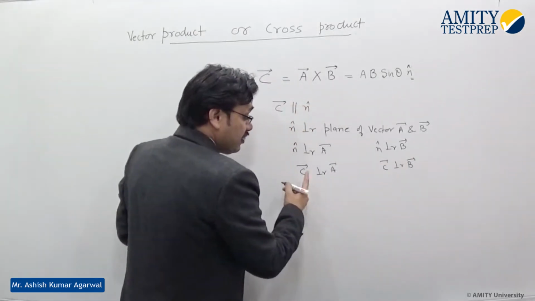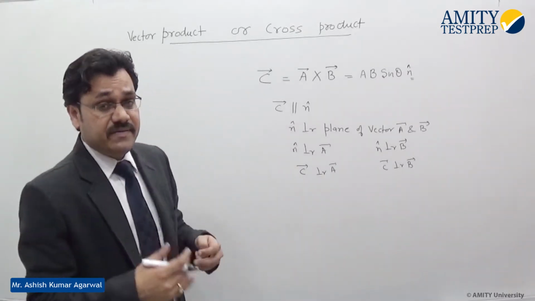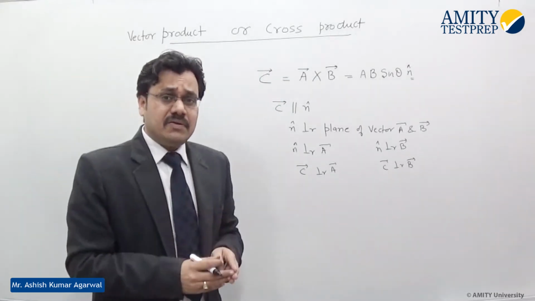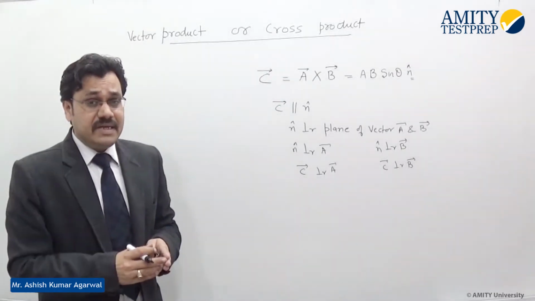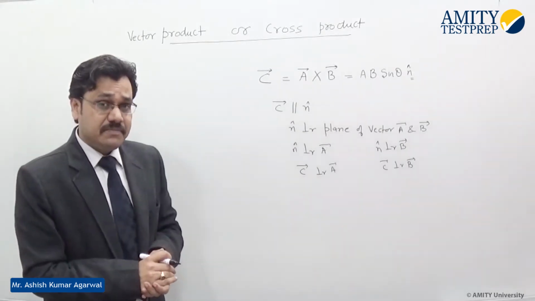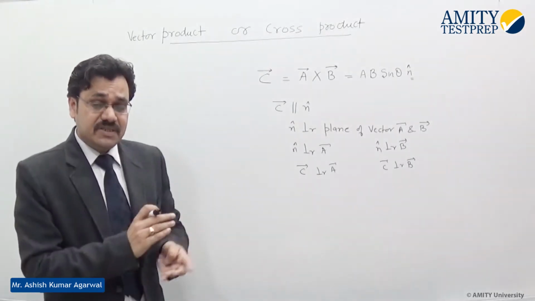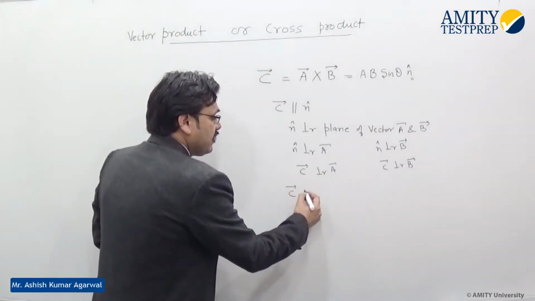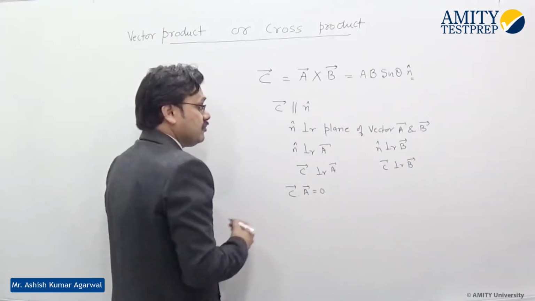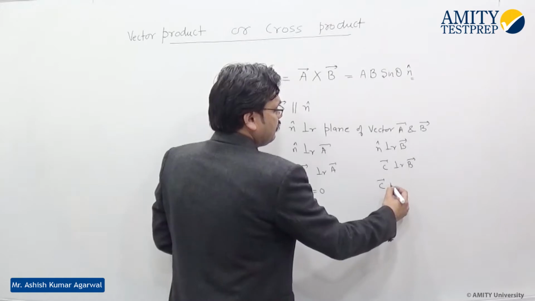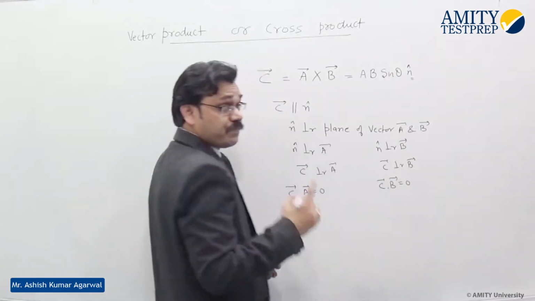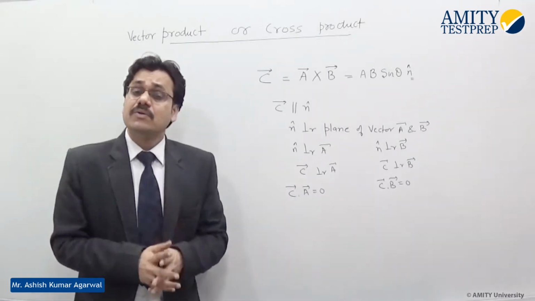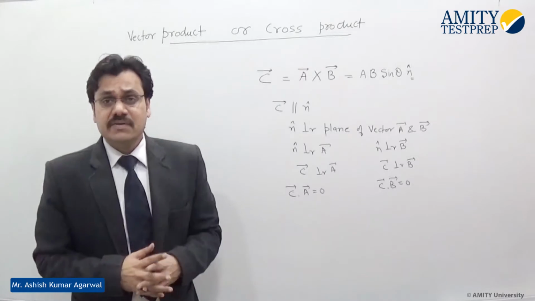When we have two vector quantities which are perpendicular to each other, it was already discussed that their dot product, the scalar product, gives 0. It means the dot product of vector C and vector A will be equal to 0. Similarly, you can write C dot B equals 0. It is worth noting that if two vectors are perpendicular to each other, their dot product will always be 0.